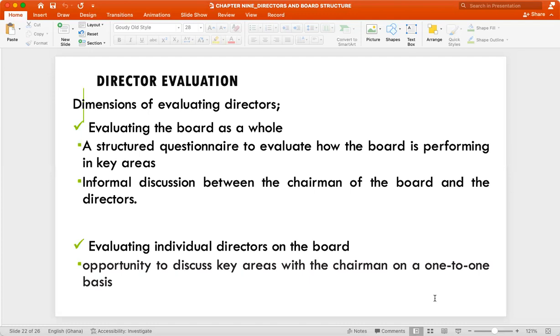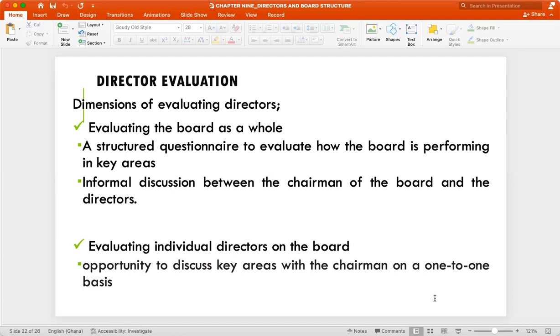You can use a structured questionnaire to evaluate how the board is performing in key areas. You can also have an informal discussion with the chairman of the board and the directors to get a feel of how well the board is performing. And then you can also evaluate the performance of individual directors on the board. That also provides an opportunity to discuss key areas with the chairman on a one-to-one basis.